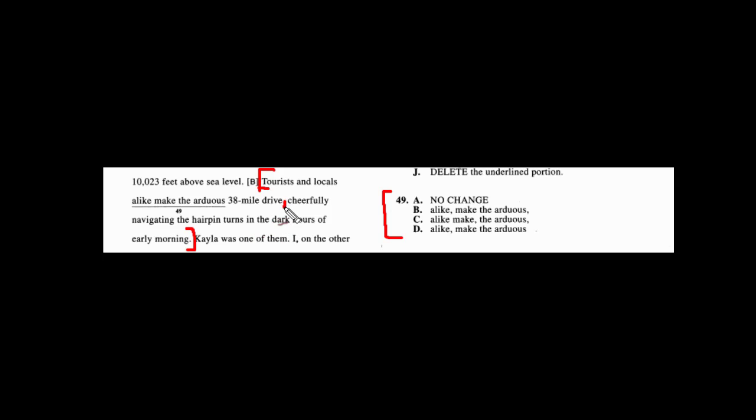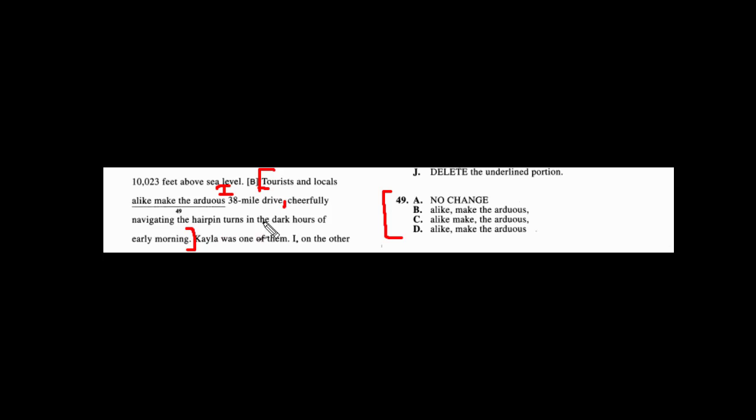All right, now look in here for a non-underlined portion that's got punctuation. See it right here? Drive. There's one comma in there. Now, I'm going to read from the beginning and stop at that comma. I'm thinking if there's one comma, it's abandoned boxcar. You have to have an independent and you have to have a dependent. Tourists and locals alike make the arduous 38-mile drive. That's an independent clause.